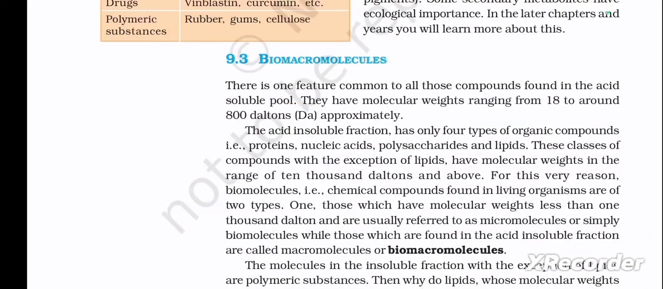Next is 9.3, biomacromolecules. There is one feature common to all those compounds found in the acid soluble pool.